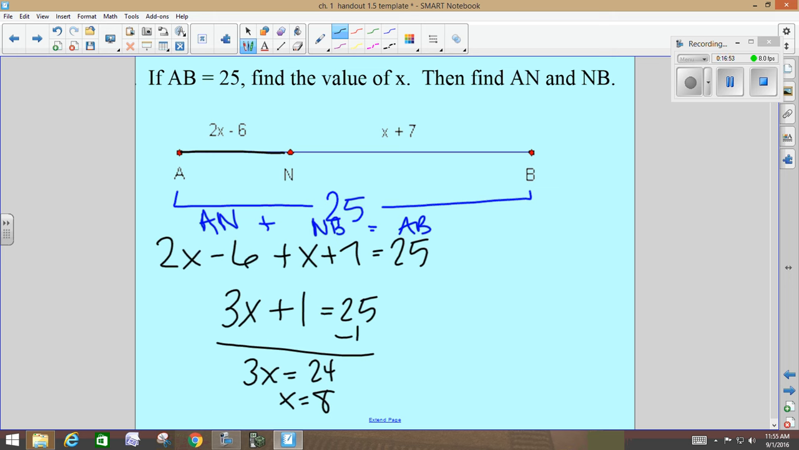How are we going to find the length of AN? It's 2x minus 6. Chris told us x is 8, so 2 times 8 minus 6, right? Do you remember what 2 times 8 is? And 16 minus 6 gives us, no, you were right the first time. 10. 10, yep. 16 minus 6, that's 10. Can you find me NB too? If NB is x plus 7 and x is 8, what's 8 plus 7?